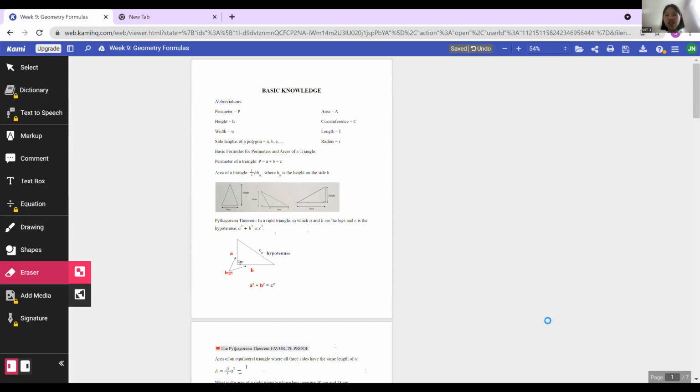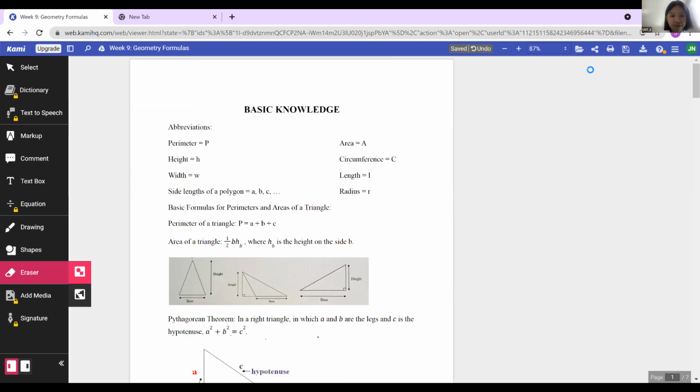Okay, so today's topic is geometry formulas. And here are some abbreviations. We're talking about values in geometry, which you have probably heard of many of them.